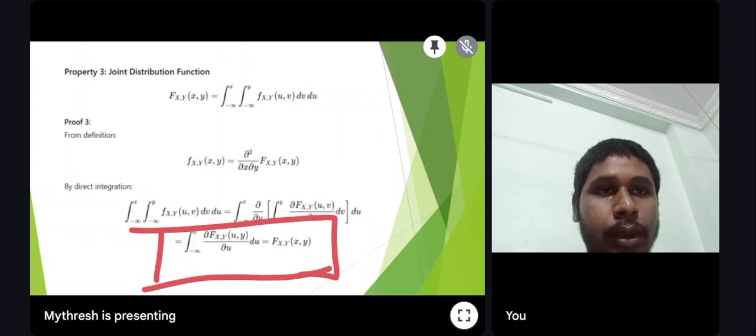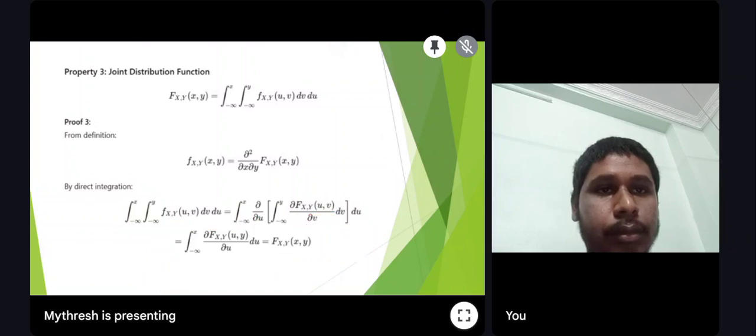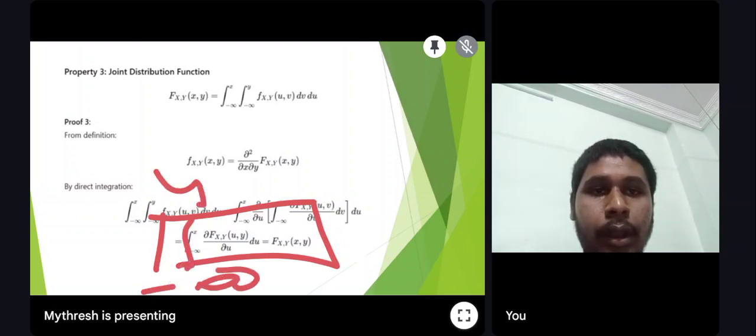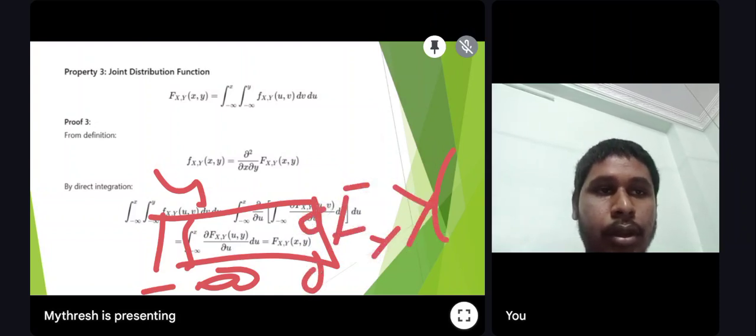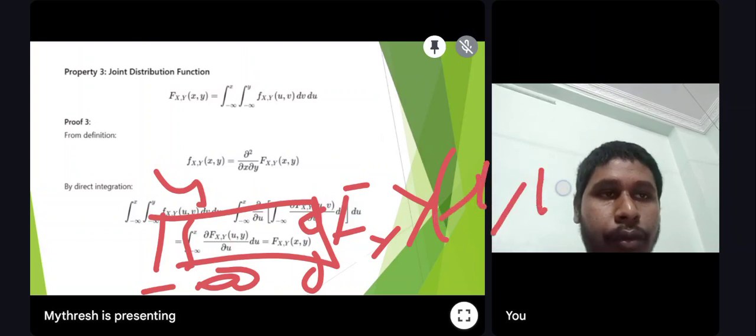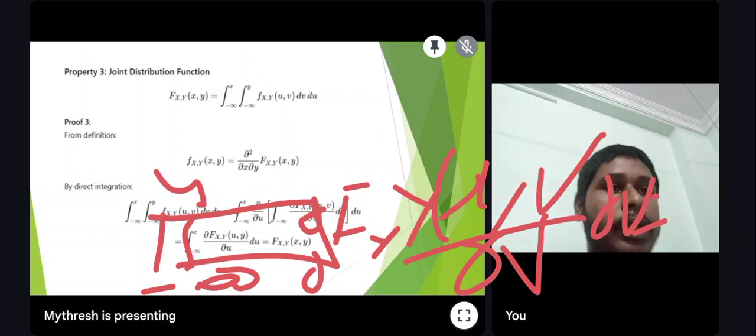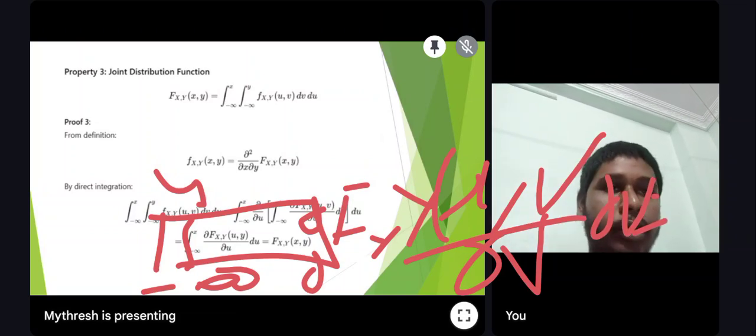So that's what we required. If we proceed reciprocally with respect to x from the starting, we will get the integral from minus infinity to y of the derivative of f_XY(x, v) dv, which is equal to f_XY(x, y). The same happens in the case of y and x also.